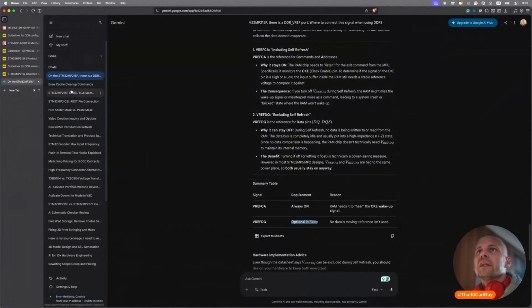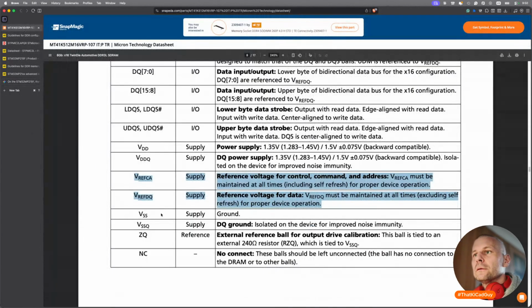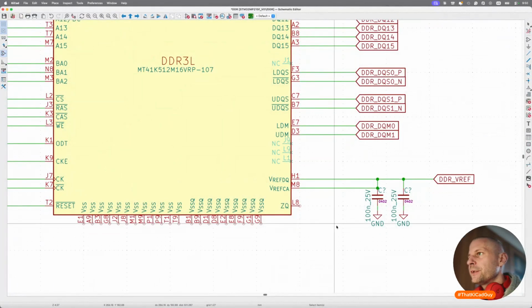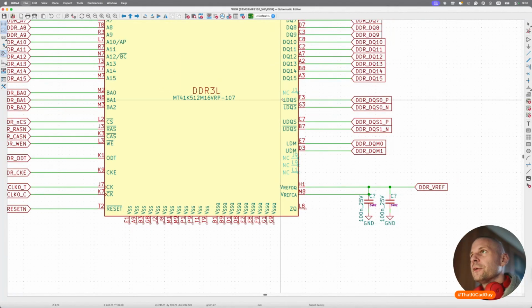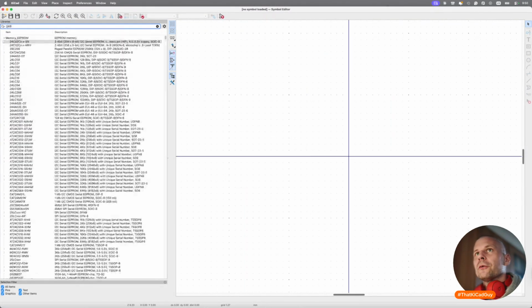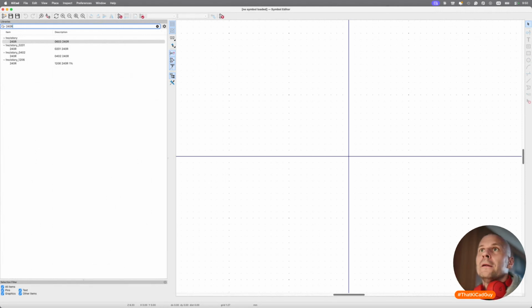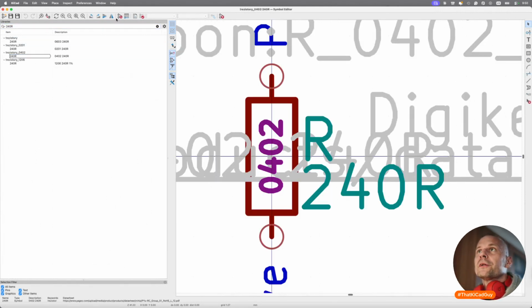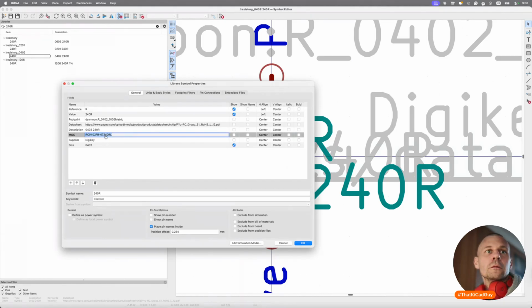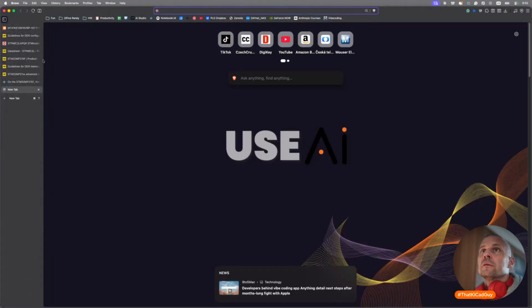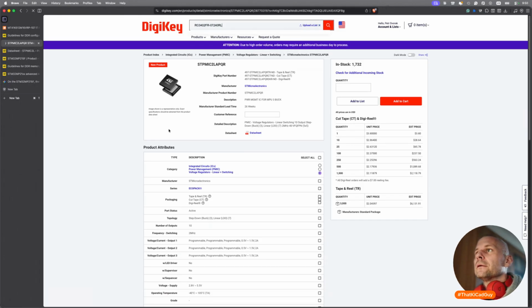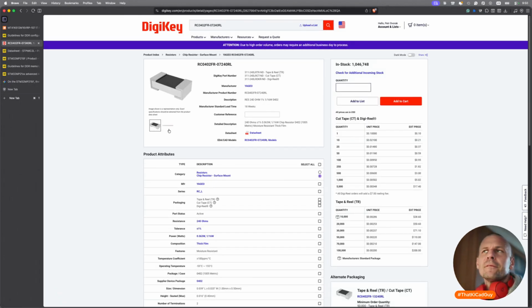ZQ. They say we need a 240 ohm resistor tied to VSS. So it means that we need 240. I don't know if we have it. We have, but I don't know if it's 1% or worse, or maybe better. This looks like 1%. Yeah. Do they require a more precise one?